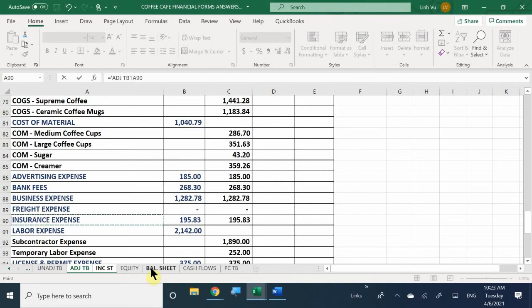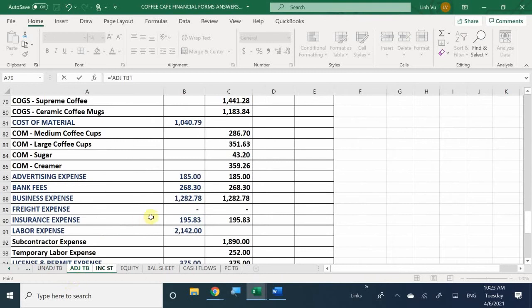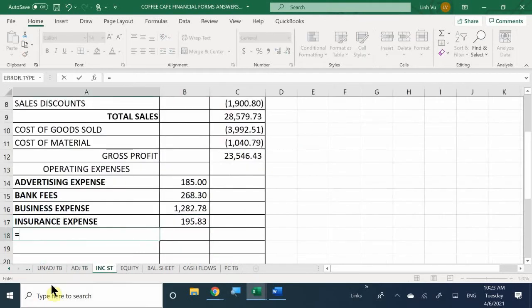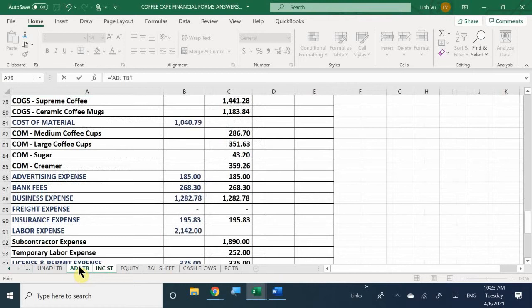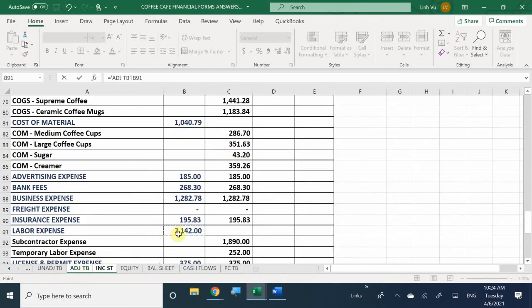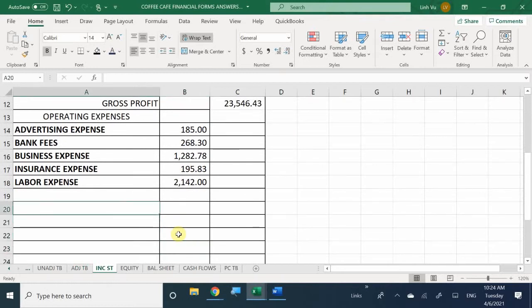Insurance expense. Yes, we don't have any freight expense right now. Insurance expense for a total of, yes. Okay, what's next? Labor. Okay, for a grand total of 2142. Good. All right, what's next?